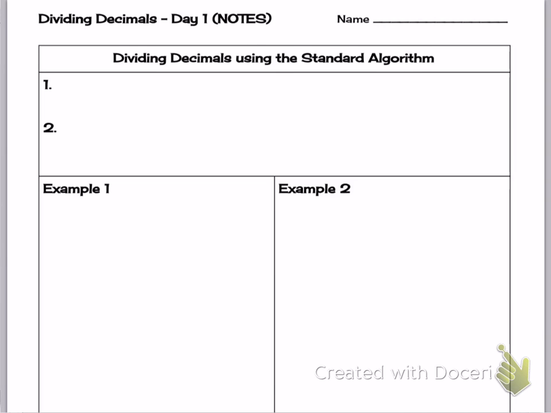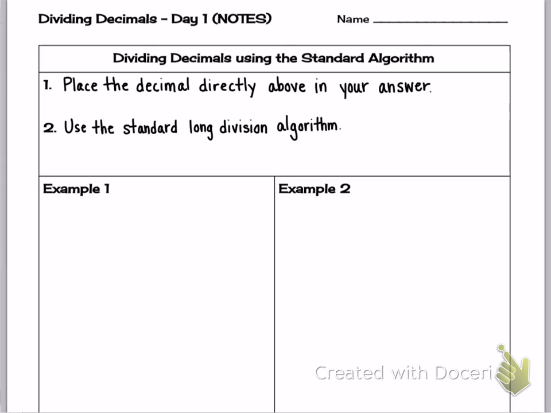The first thing you need to do when you're dividing decimals is you need to place the decimal directly above in your answer. So your decimal is going to go just straight up from where it is in the problem. The second thing you're going to do then is just use the standard long division algorithm.